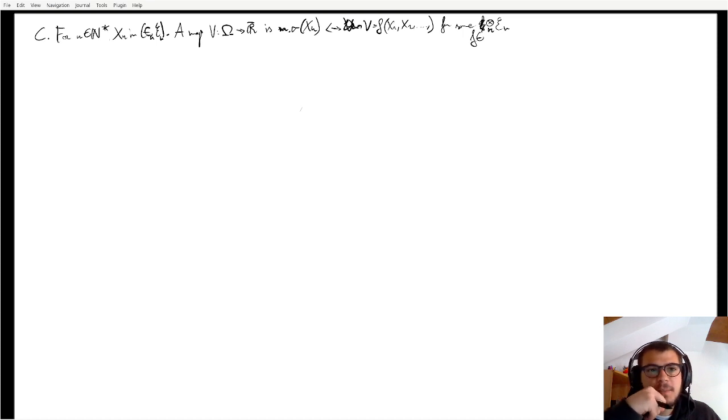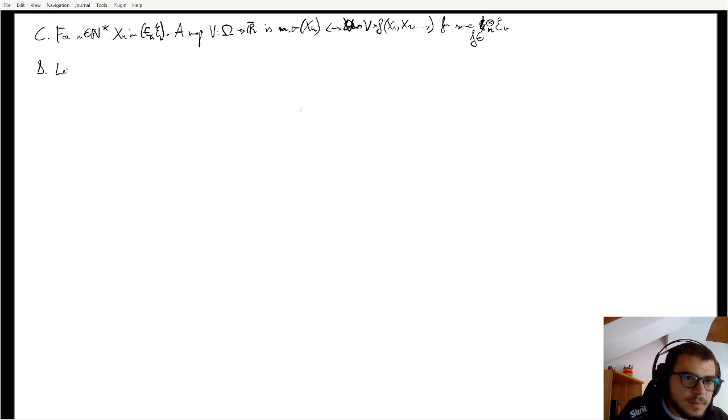So this is simply for when the index set is discrete, we just have this version. And here it says that this can also be extended to uncountable collections. And now let's consider the definition of filtration.